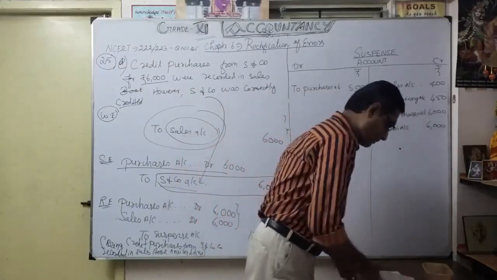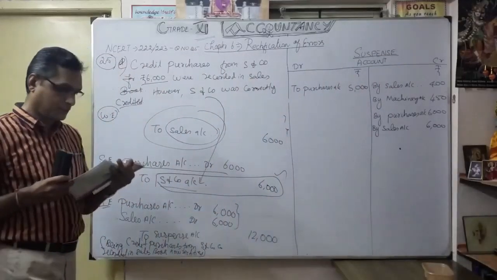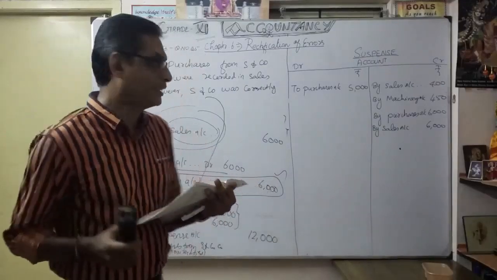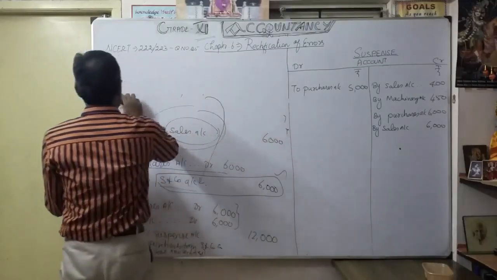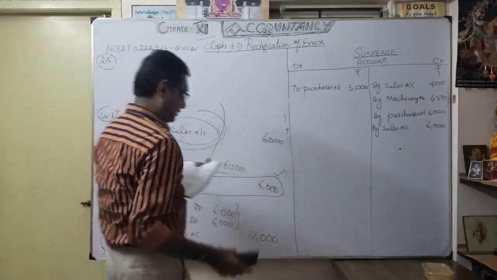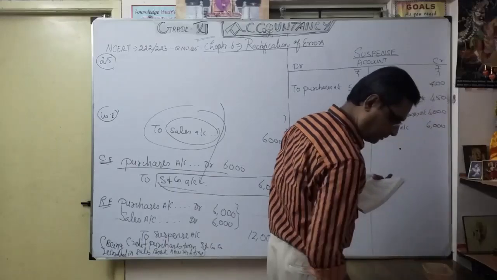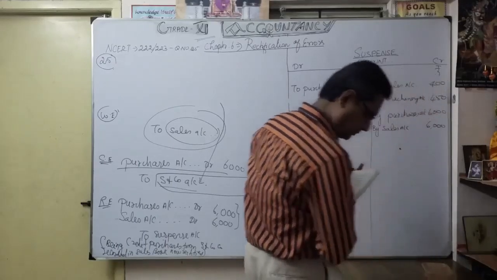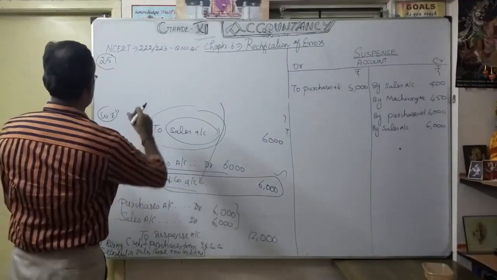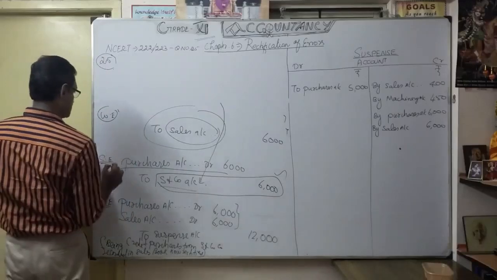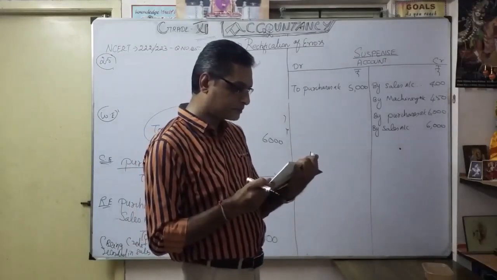Now let's see the next one. What is the next? Credit sales to Raman 4,000, posted to the credit of Raghavan as 1,000. See, it's a very interesting one. Now I clean this. We discussed up to F. Now go for G.